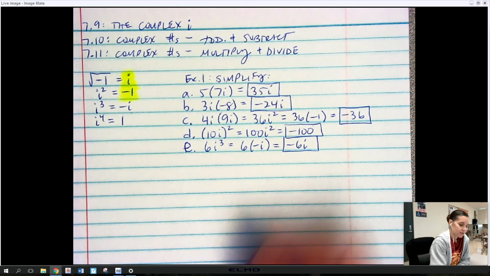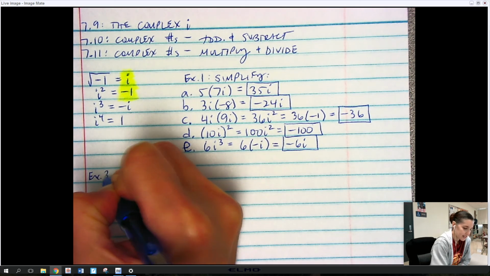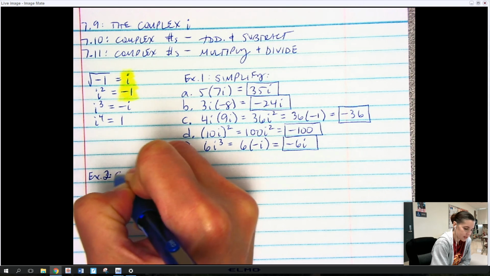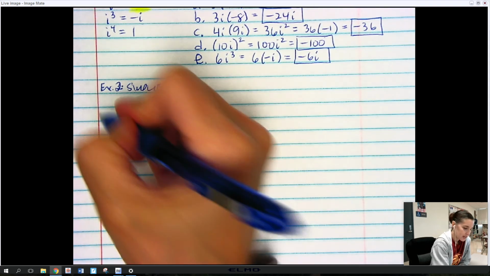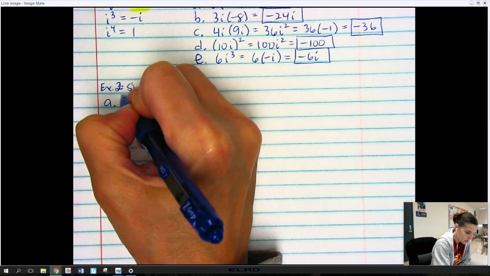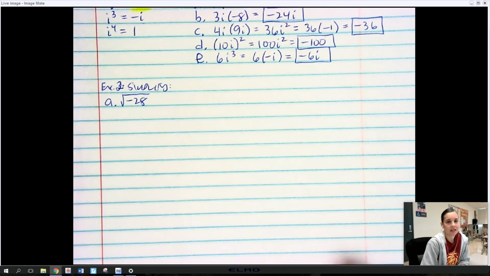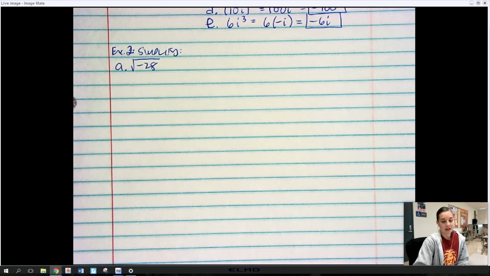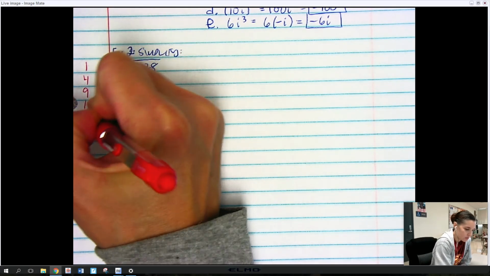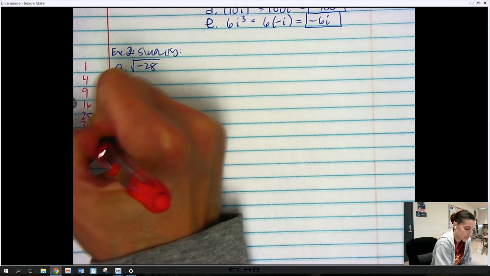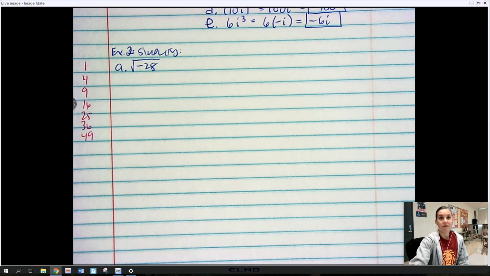Okay. All right, so let's use this idea and break down some more. So in example 2, let's simplify. In part A, say I give you the square root of negative 28. Negative 28 obviously is not a perfect square. So we're going to look, again, I'll just write these off to the side as my perfect squares. We're always going to look and see if we have any perfect squares in here.